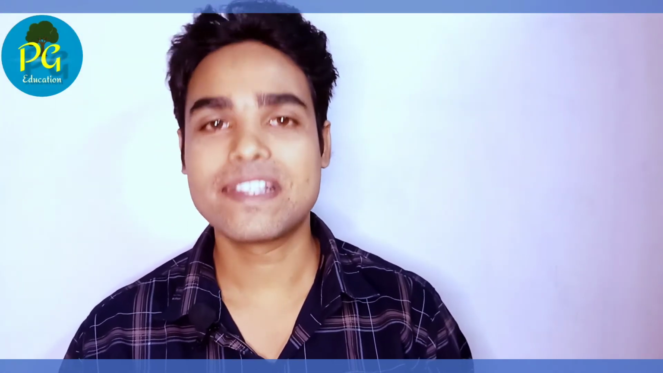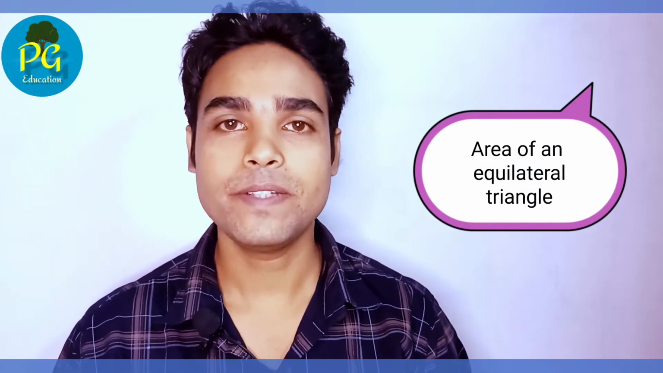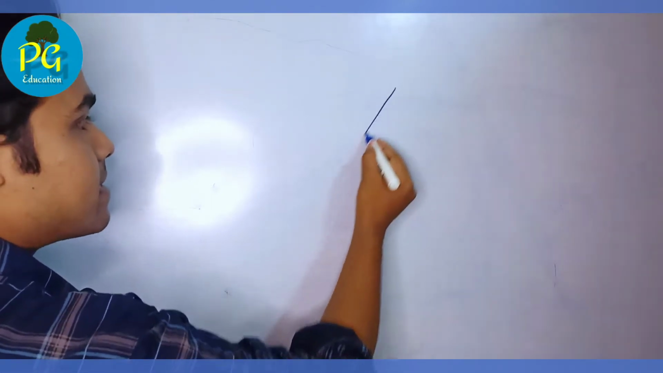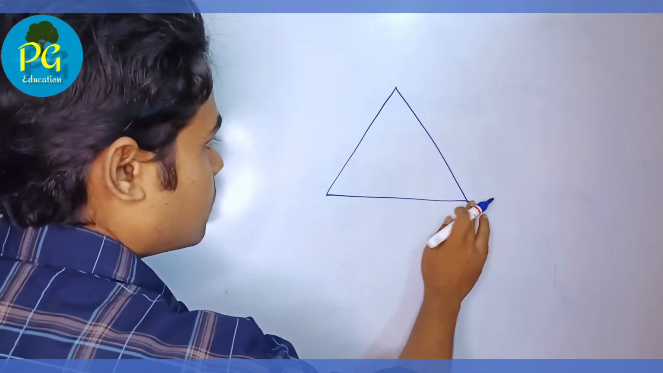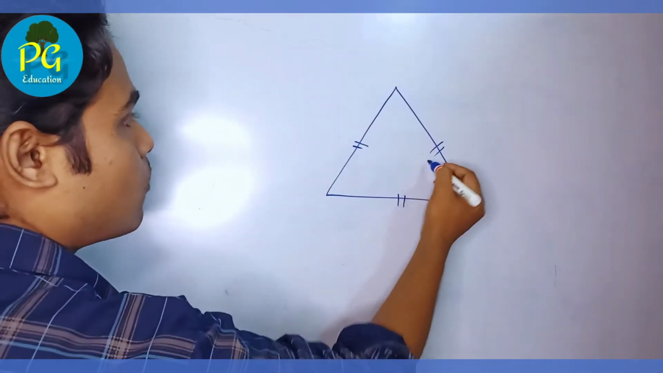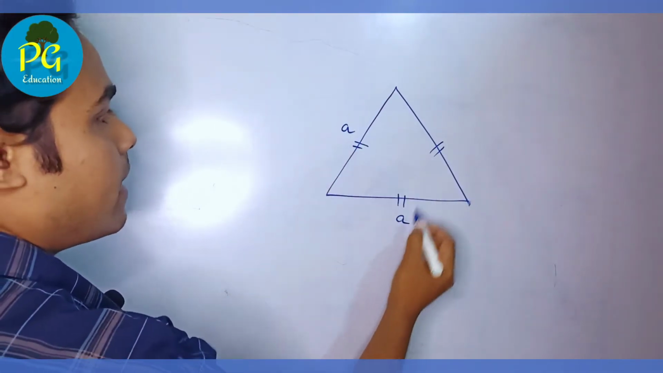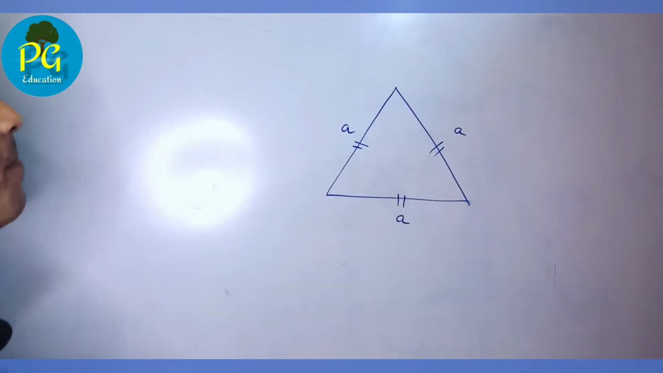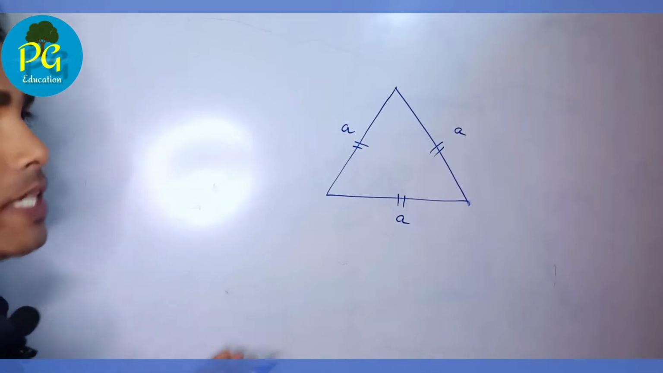In this video, we will understand how to find out the area of an equilateral triangle. Okay, let us first understand what is an equilateral triangle. If three sides of a triangle are equal, suppose the length of these three sides are equal. Suppose the length of this side is A, this is also A and this is also A, centimeter, meter, any unit. Okay, then this triangle will be called an equilateral triangle.